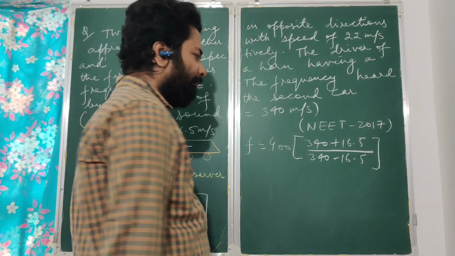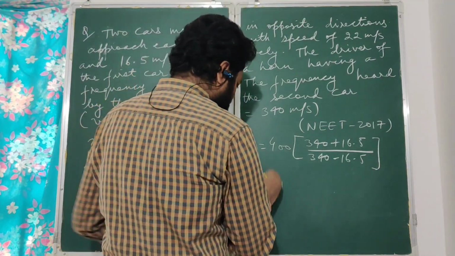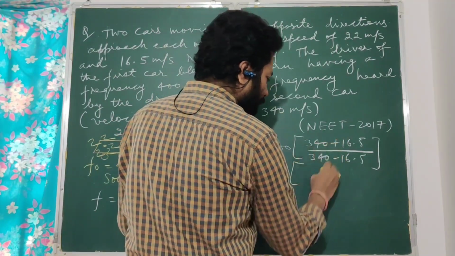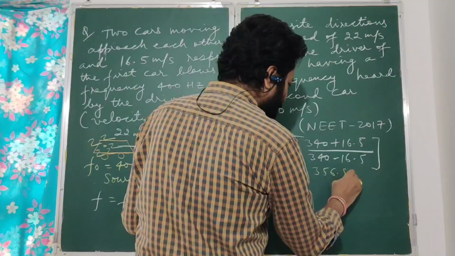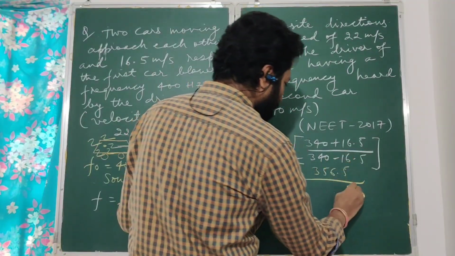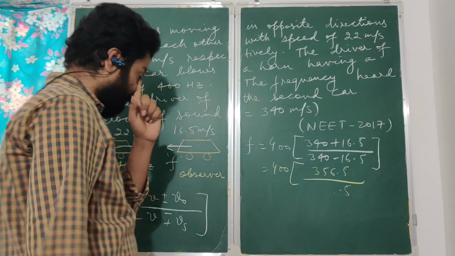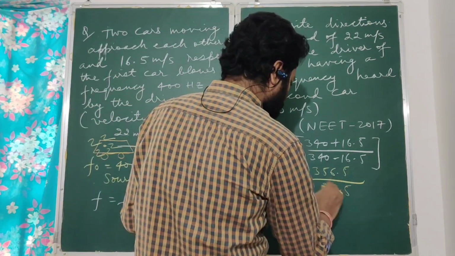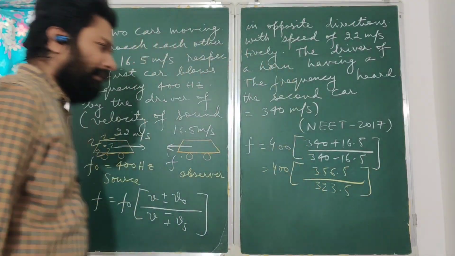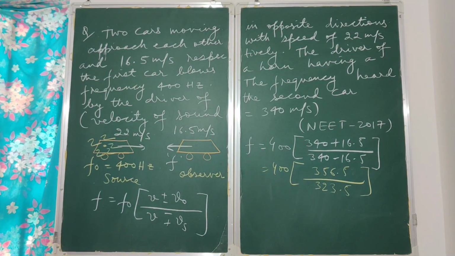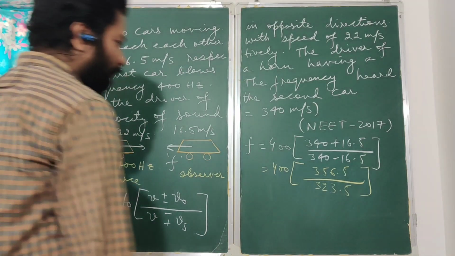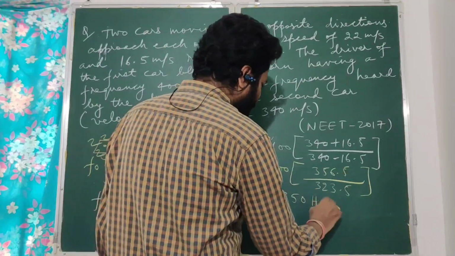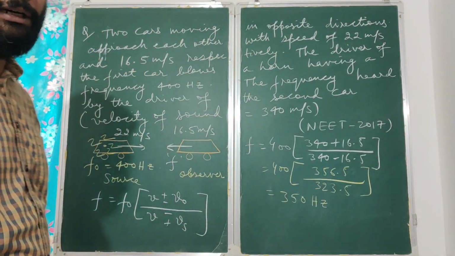So it will come as, I'll write it, 400 times how much is this? 356.5, correct? And this will be 323.5. Now further you do the calculation and I think you will get it close to 350 hertz. This you will get it as 350 hertz. So this will be the answer.